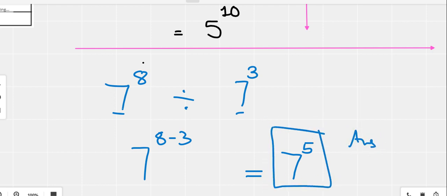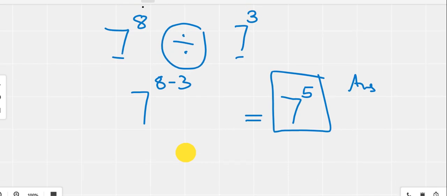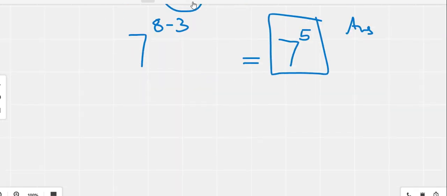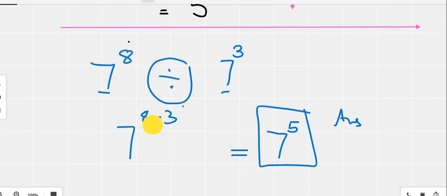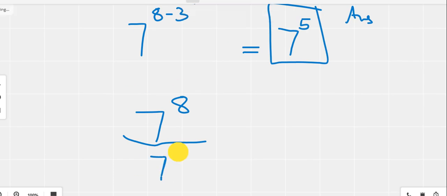Sometimes the question is written with a divide sign like this, and sometimes we write division in this way as well. If I wrote the same question, 7 to the power of 8 divided by 7 to the power of 3, now you can see I wrote it in fraction form, but the way to do it is the same: you subtract the powers. 7 to the power of 8 minus 3. You'll bring this 3 to the top. This is the second rule.